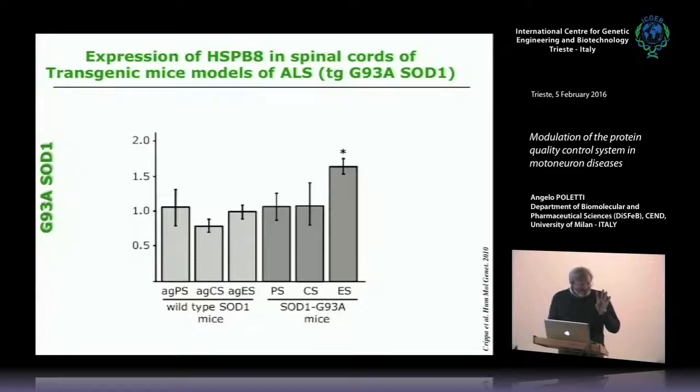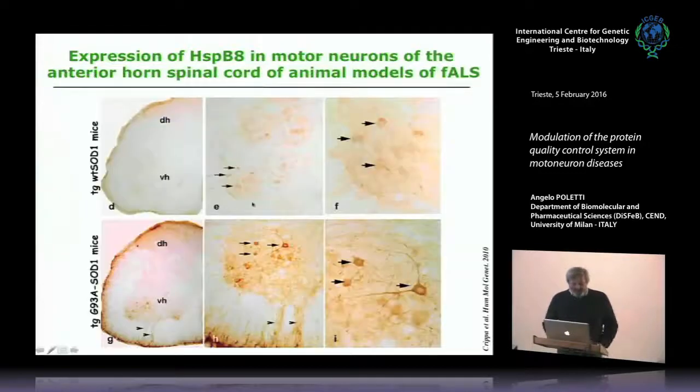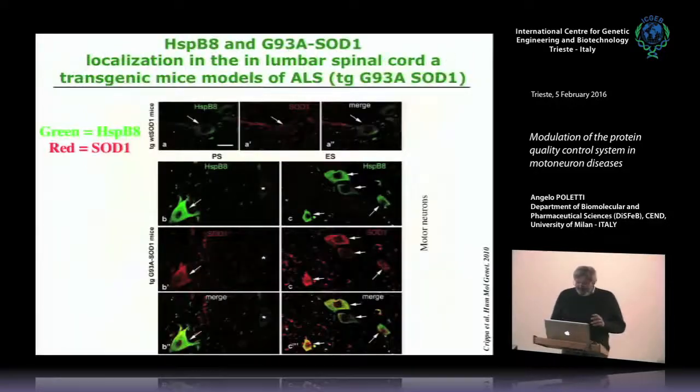If you look at the anterior horn of the spinal cord by immunohistochemistry, you note that HSPB8 is expressed almost exclusively in motor neurons. This is a huge increase. It can be a 20-fold induction, also in some glial cells.